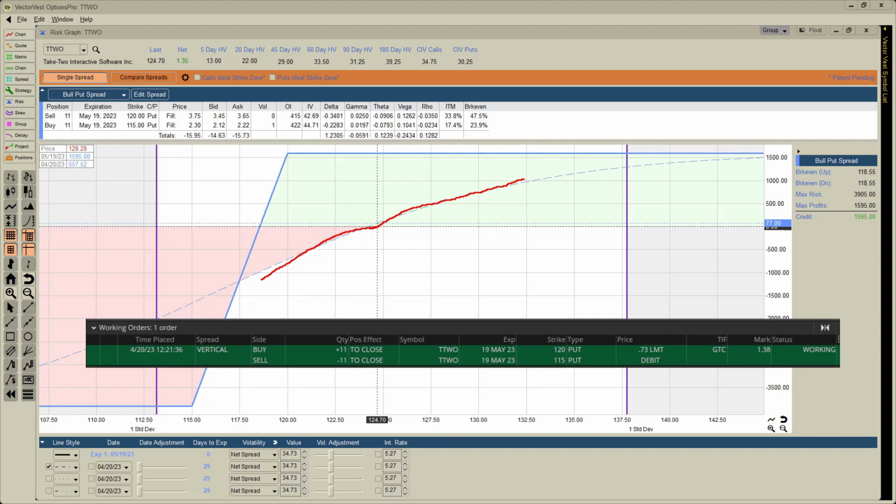If it goes into the green section, that's good. If it goes into the red section, that's bad. As the stock goes up, this is the stock price at the bottom. As the stock goes up, I get into the green more and I make more money.